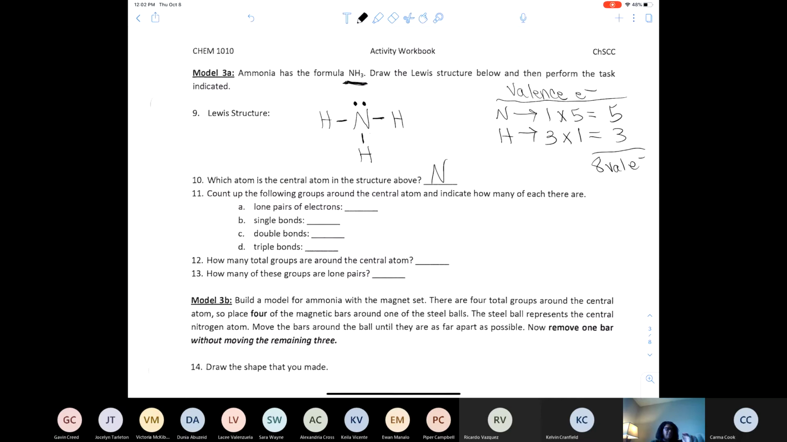Question 10, nitrogen is the central atom. How many lone pairs are around that nitrogen? 1. Very good. How many single bonds? 3. And then there are no doubles and triples. Everyone agree? So now question 12. How many total groups are around our central nitrogen atom?